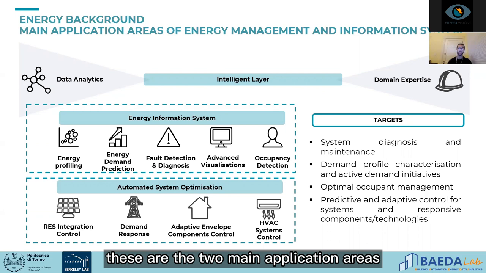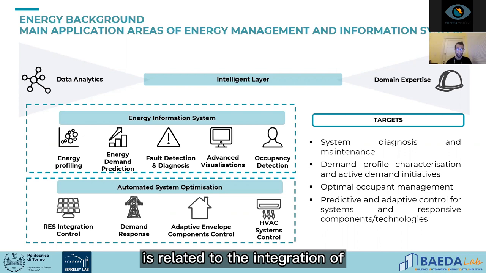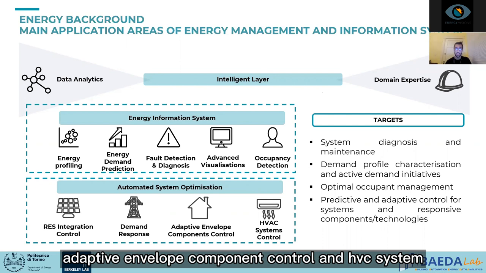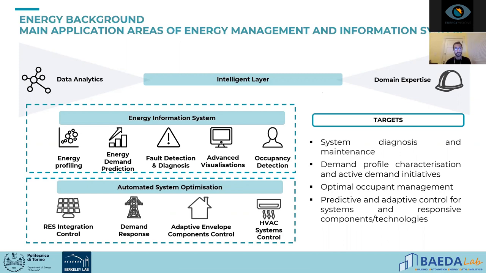The energy information system is mainly related to energy profiling, demand prediction, FDD, advanced visualization, and occupancy detection, while the automated system optimization is related to the integration of renewable energy sources, demand response, adaptive envelope component control, and HVAC system control. The main targets are system diagnosis and maintenance, optimal occupant management, and the predictive and adaptive control of all the energy systems related to the building.